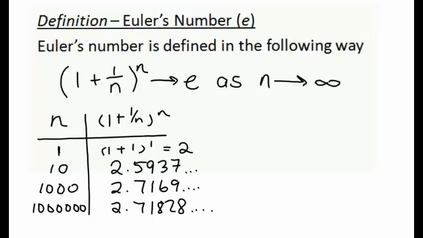So let's just write that in here. e is pretty close to the number 2.71.